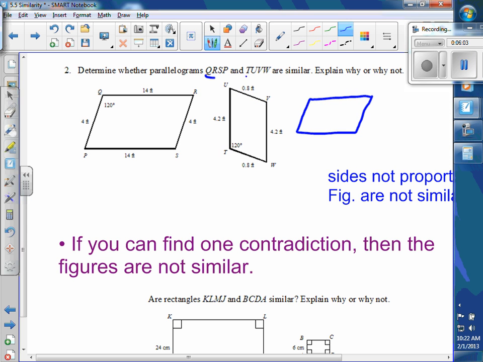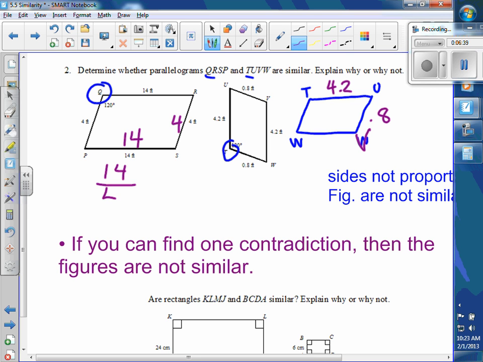Q and T should be lined up. So here's Q and T. Do you see how I rotated it? I put T here. T, U, V. No, you could have put V there. T, U, V. Oh, right. That was supposed to be a V. Thank you. And W. And then this is 4.2, and this is 0.8. And over here, I don't know if you can see, this is 14, and this is 4. So you would say, is 14 to 4.2 the same as 4 to 0.8?